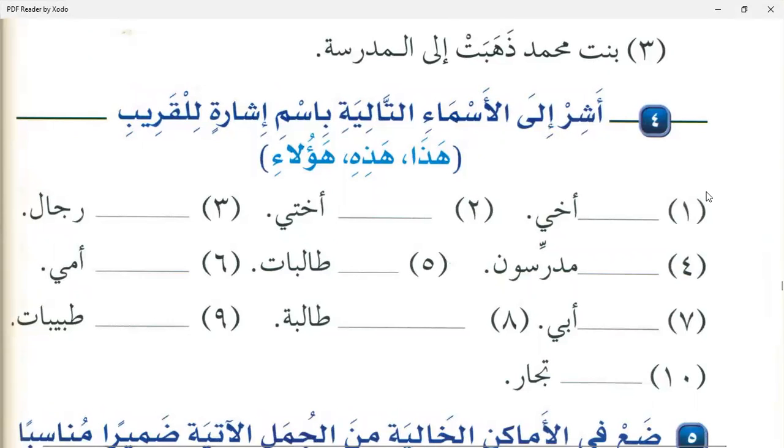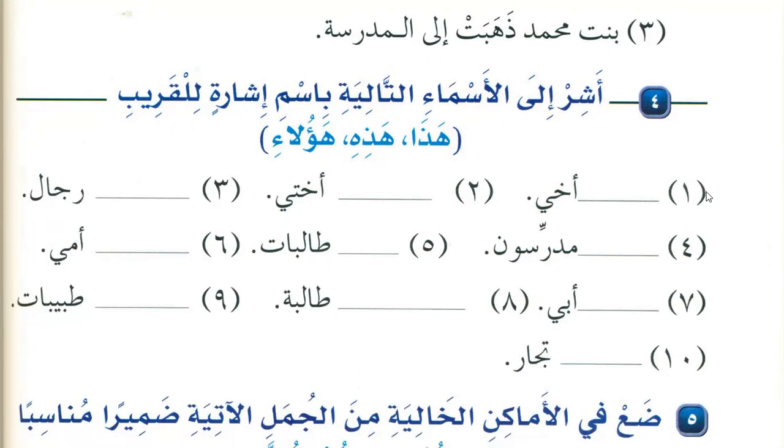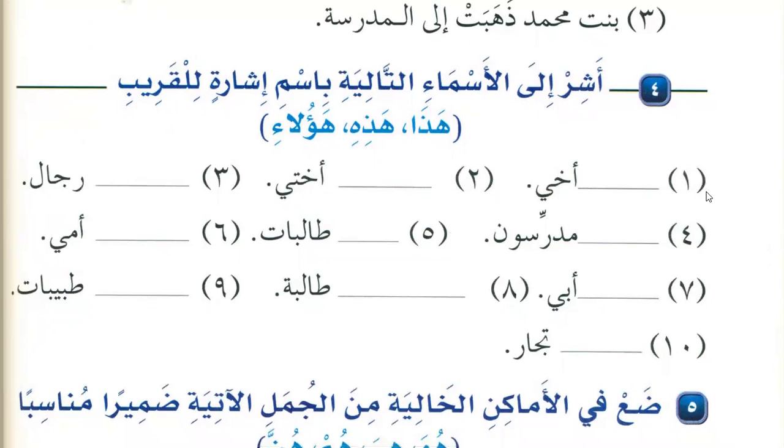First, five. Okay. Hazihi akhi, haza akhi, hazihi ukhti, haza rijalun. Wrong answer. Haulai rijalun. Sorry. Haulai mudarrisuna, haulai talibatun.